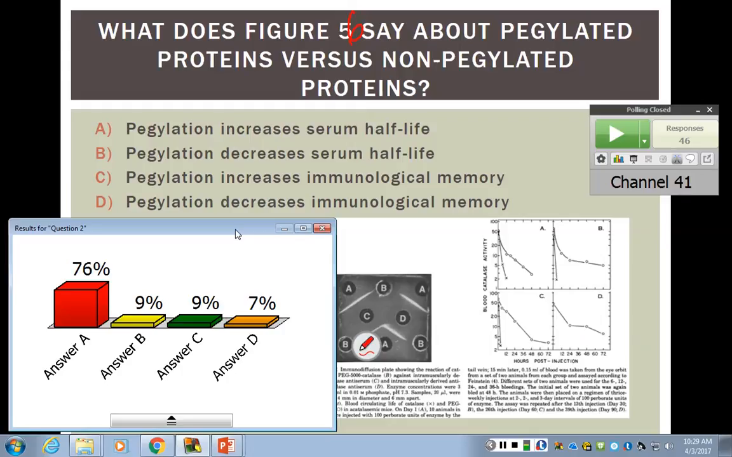For those of you that answered D, yes, maybe this data does imply something about pegylated catalase's ability to stimulate immunological memory. But because even on day 90, the fourth time that these mice have seen pegylated catalase, we still have a serum half-life that is comparable to day 0, the chances that this stimulates immunological memory at all is very unlikely. So, I would say from this data, we can argue that pegylation increases serum half-life.